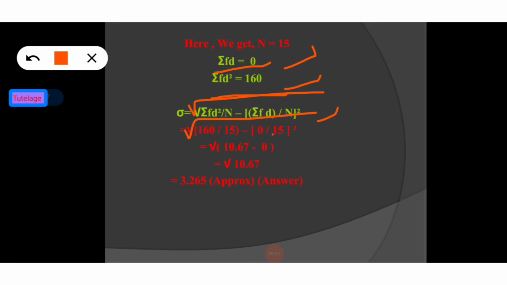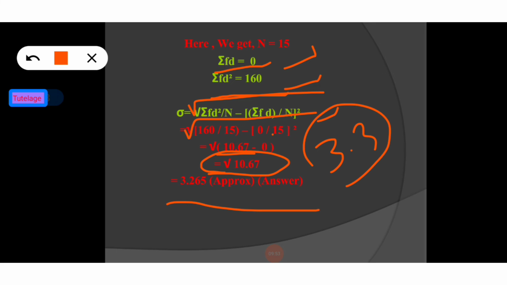So 160 divided by 15, that means 10.67. So 10.67 minus 0, that means 10.67, and the square root of 10.67 is equal to 3.265, that means 3.3 is the approximate answer for this particular problem, and this is the correct answer for standard deviation in a continuous distribution. Okay, I think this is clear to everyone. So now move on to the next slide.